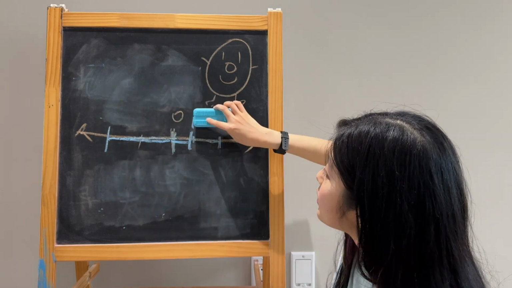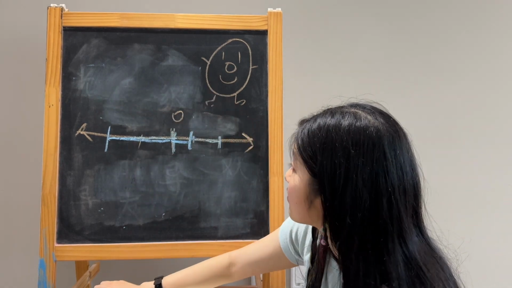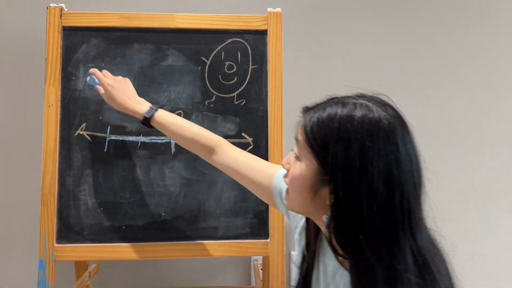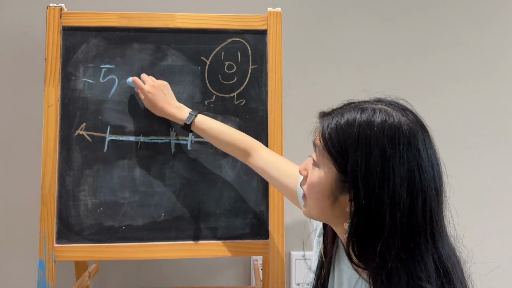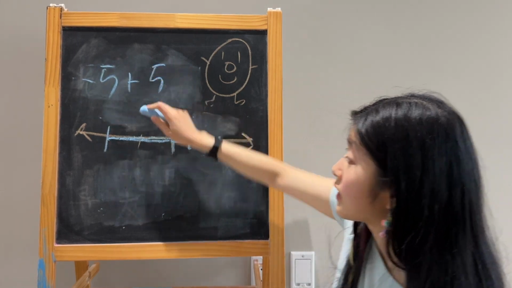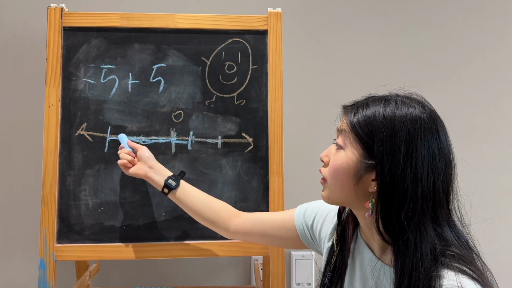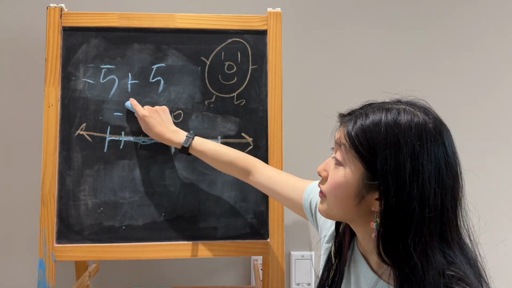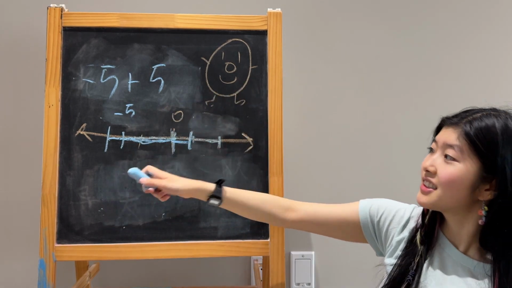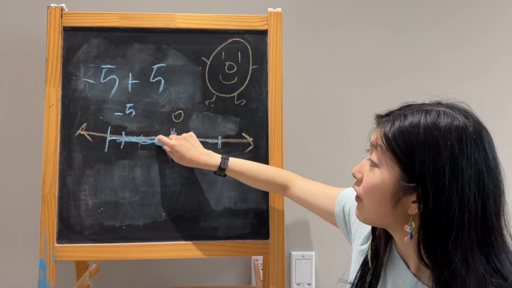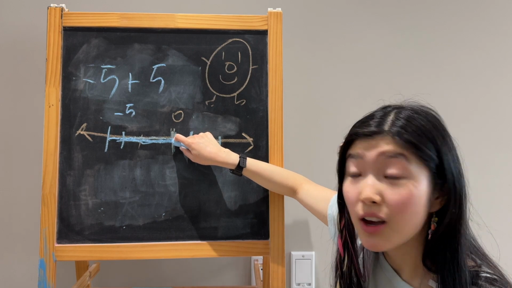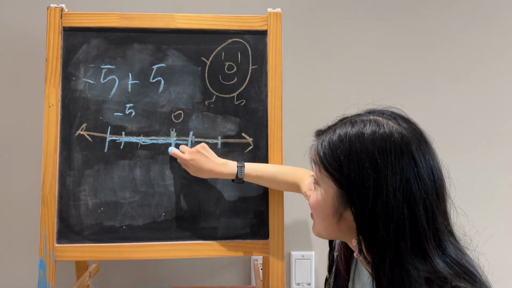Let's try one more example. Let's do negative 5 plus 5. Okay, so we start from 0. 1, 2, 3, 4, 5. This is negative 5. And let's go back. 1, 2, 3, 4, 5. What happened? We're back at 0.